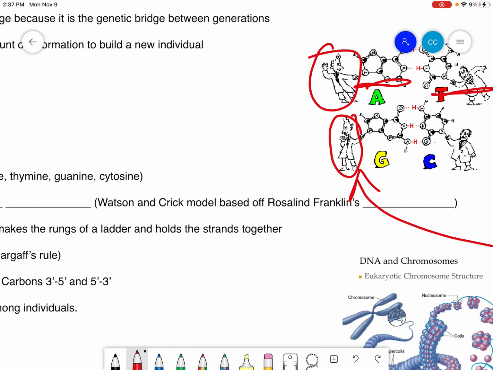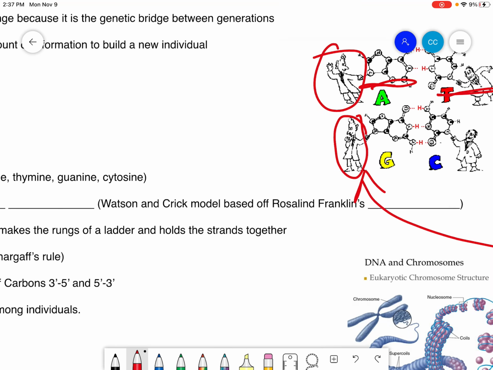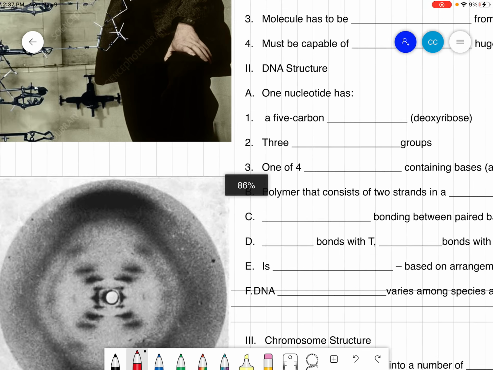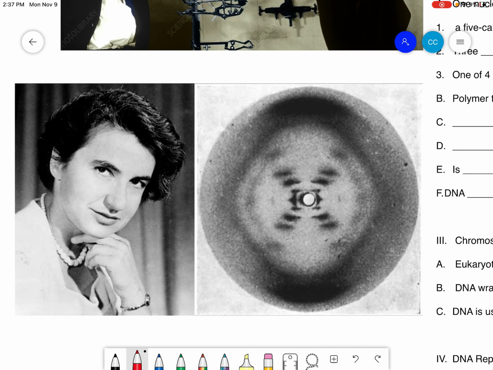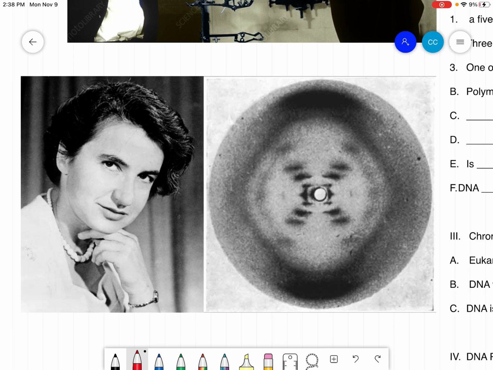DNA is a polymer that consists of 2 strands in a double helix, which is the Watson and Crick model based off of Rosalind Franklin. The sad story about dear old Rosalind Franklin is she did this X-ray of DNA. This is actually what you see. If you take an X-ray of DNA, and I'm not going to get behind the science of why this works, but the structure can only occur in a double helix. And she was doing this and presented her work, and another person saw it, I think Watson, and then took it to Crick, and then they built this model off of their research.